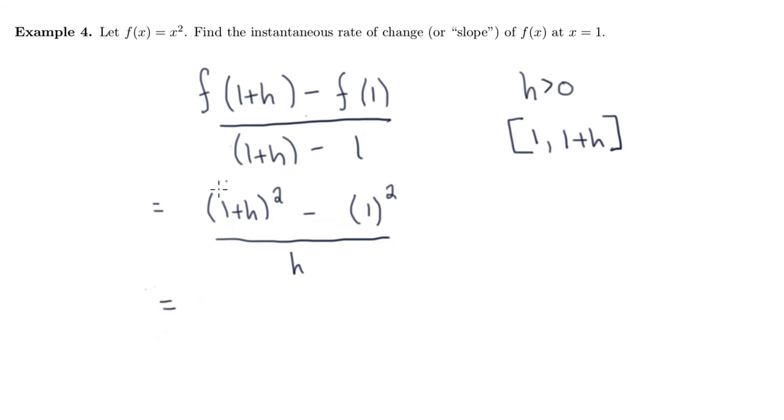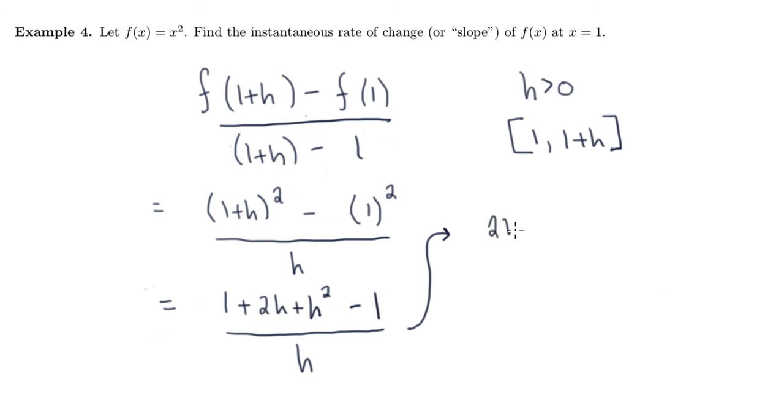Now, this is not very enlightening to me, so I'm going to FOIL out this term. I have that this is 1 plus 2h plus h squared, minus 1, all divided by h. Did I mention that algebra is the hardest part of calculus? We are going to start doing a lot of algebra. Notice that 1 minus 1 cancels, and we're left with 2h plus h squared divided by h.